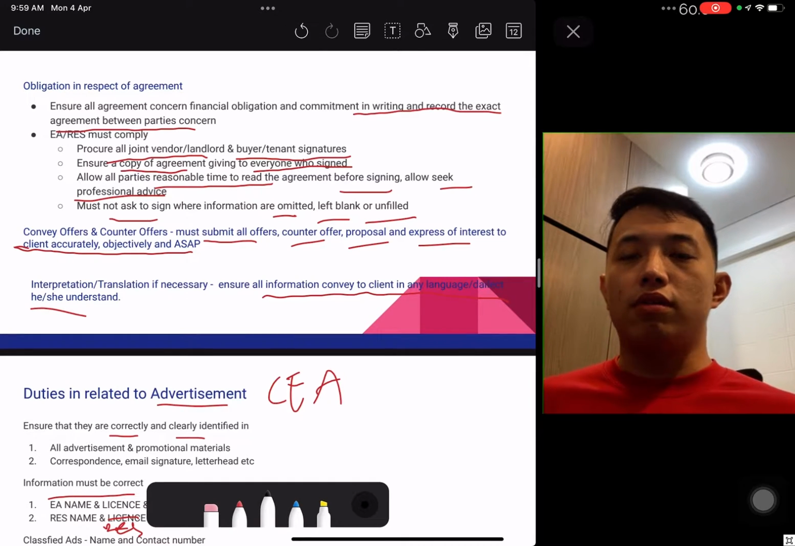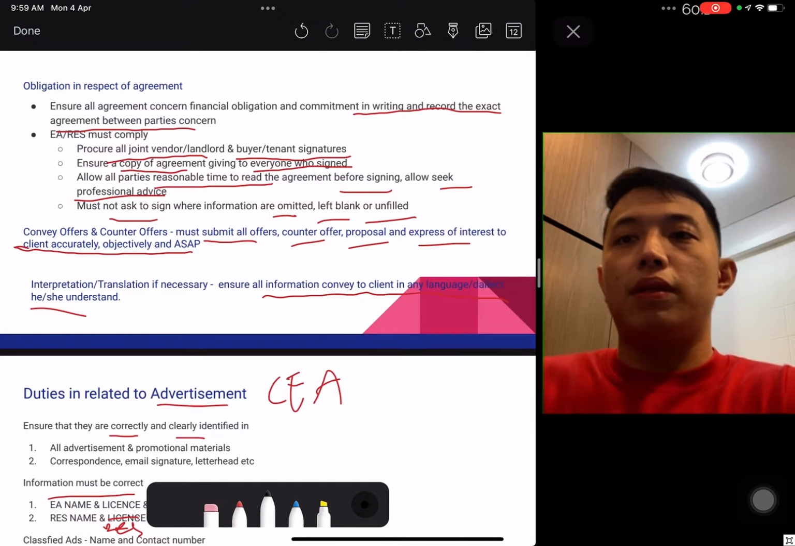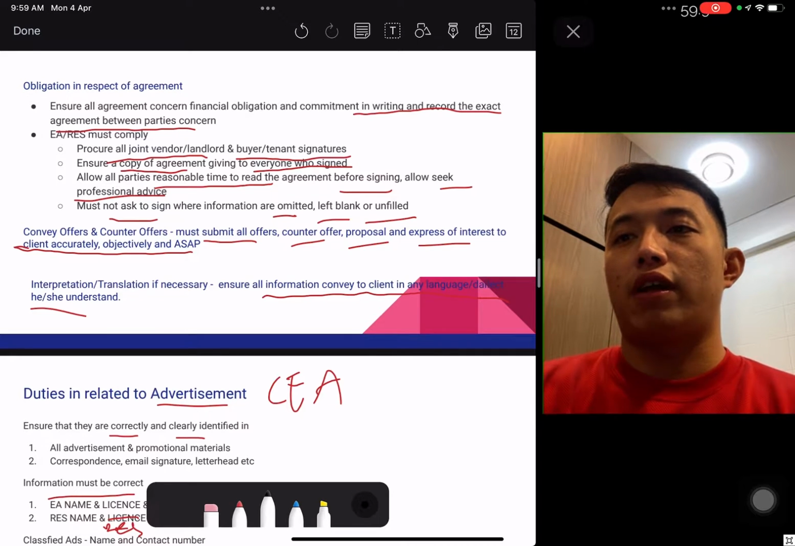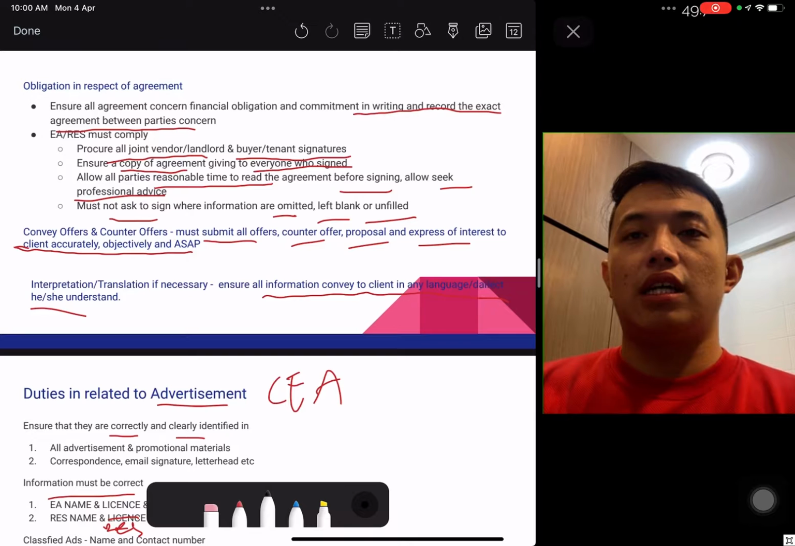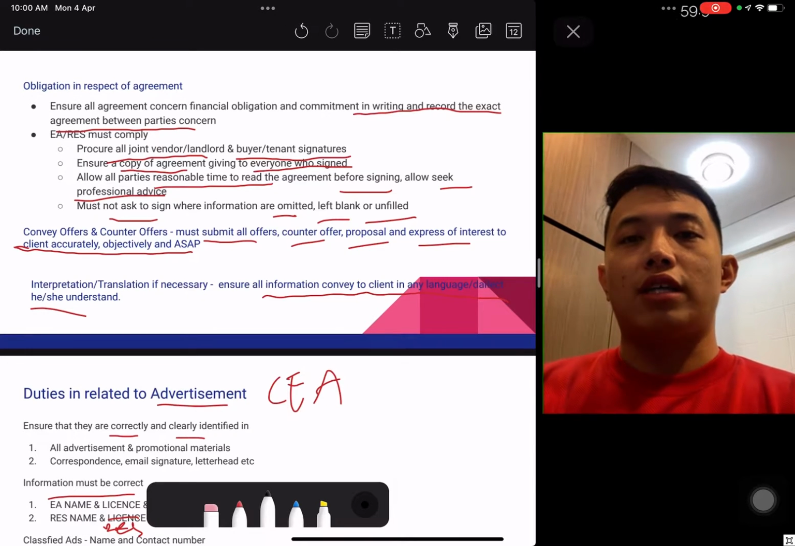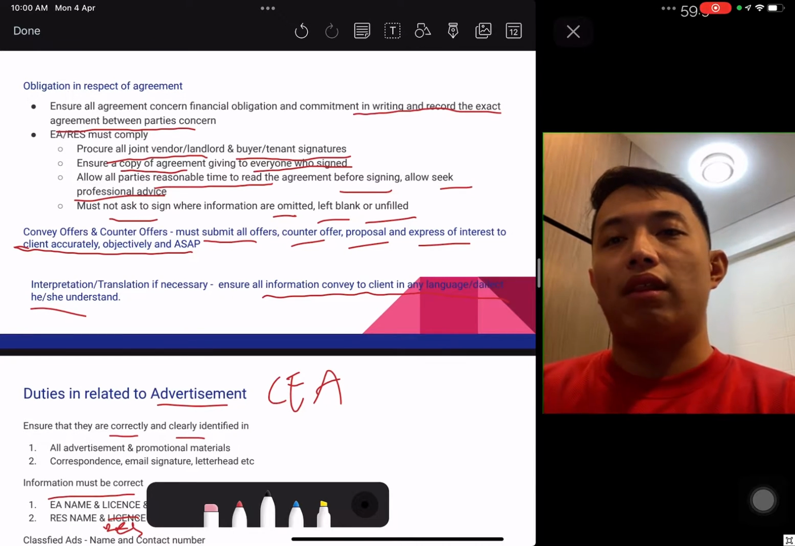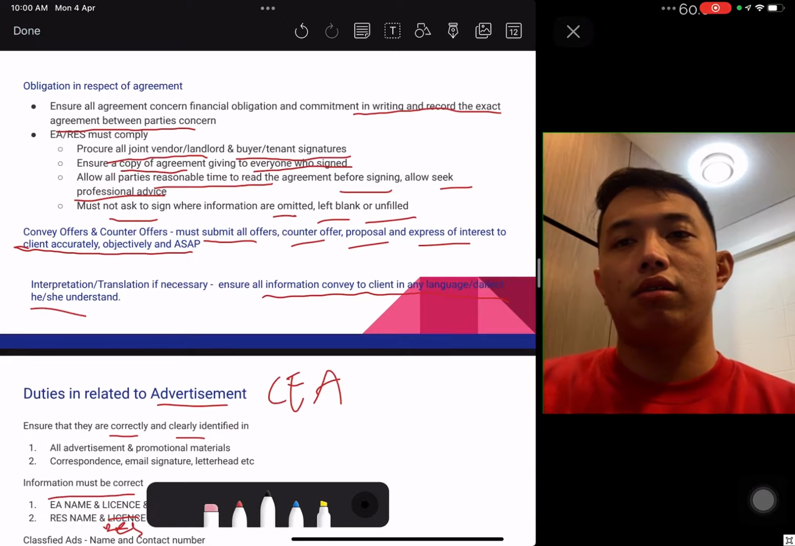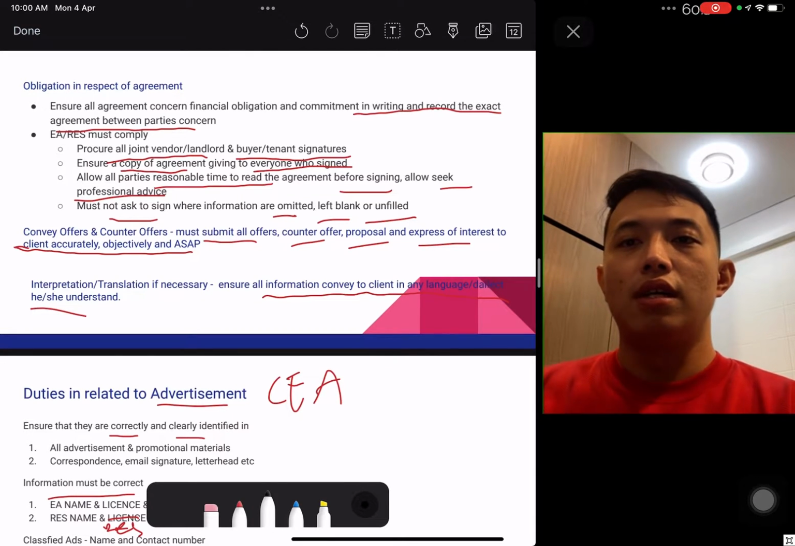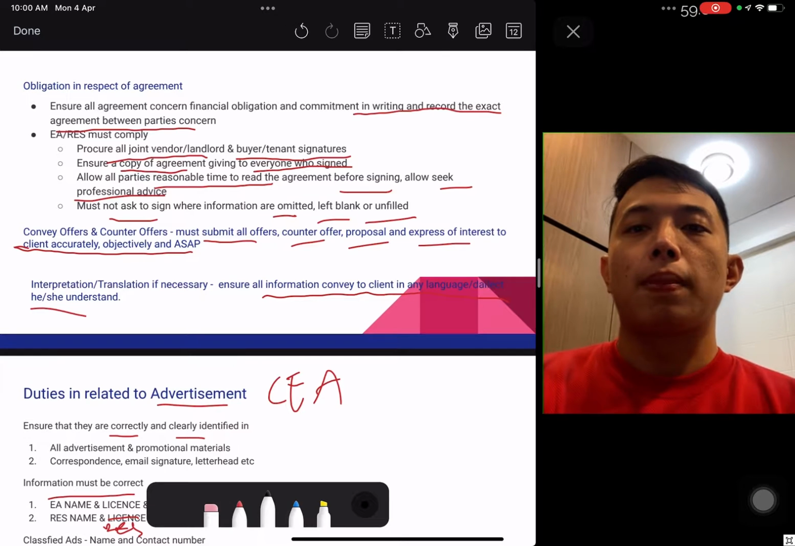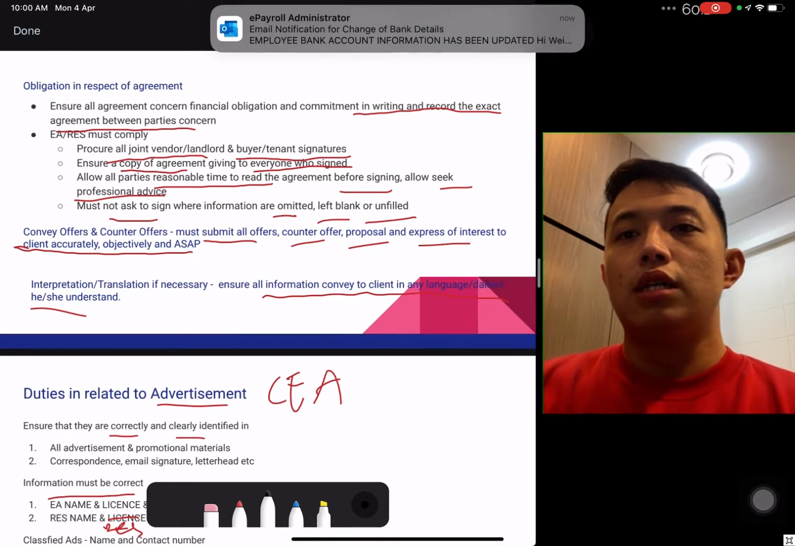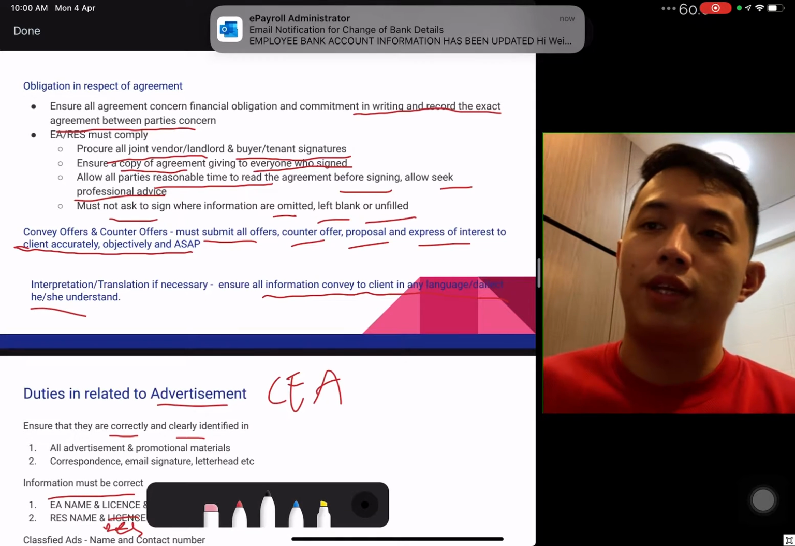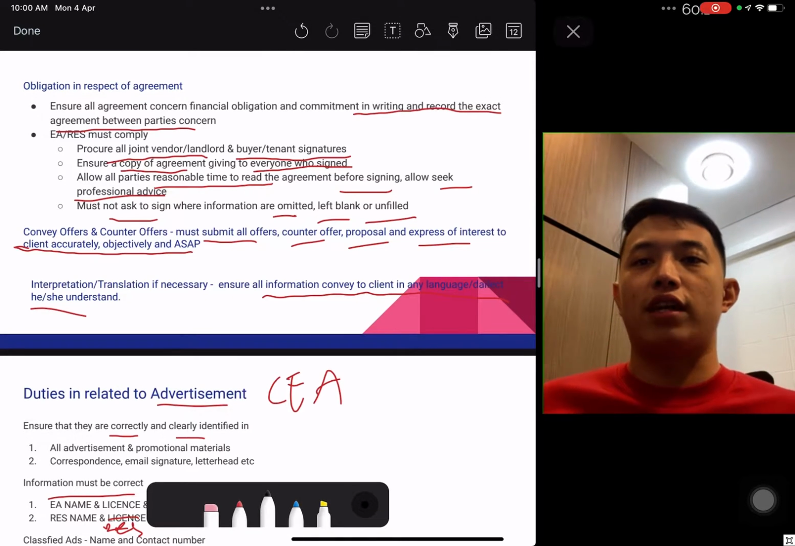Okay, all agreements concerning finance, obligations and commitments must be in writing or records, in the exact agreement between them. So everyone must comply. As a RES, you must get the signatures of all vendors, sellers, landlords, buyers and tenants, everyone who is related, every single one. Ensure everyone who signs it has a copy as soon as possible, and has sufficient time to read it before signing it and to seek professional advice if needed.